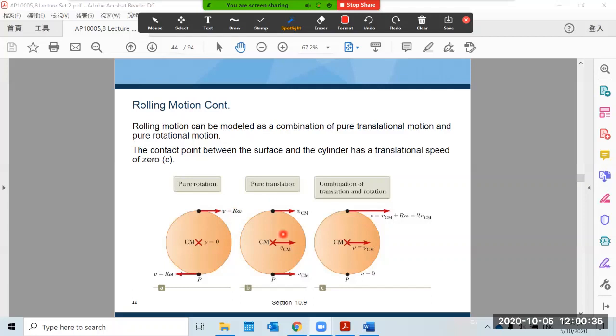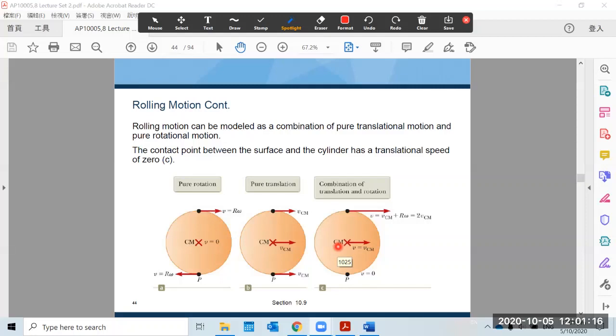Now, at the same time, you have the cylinder that could be considered moving in a linear way. If you consider the center of mass, it is moving linearly. It does not rotate for the center of mass only. So we could consider it as a pure translation, just like you have a block sliding on a flat surface. And the center of mass is moving with a speed or velocity that is equal to VCM.